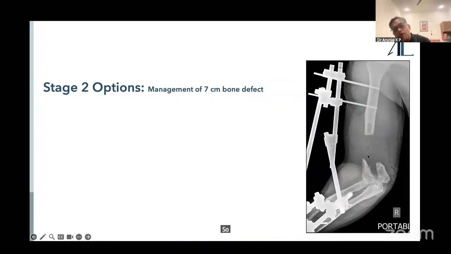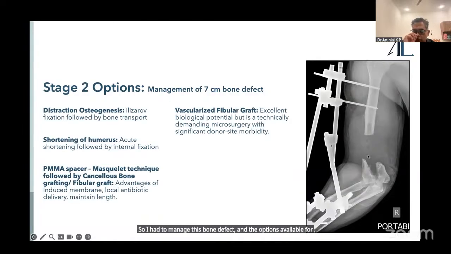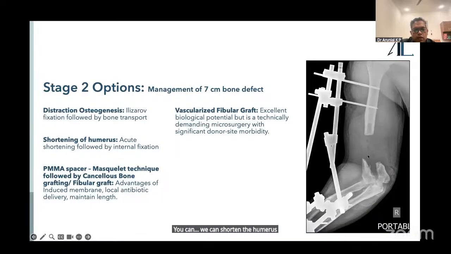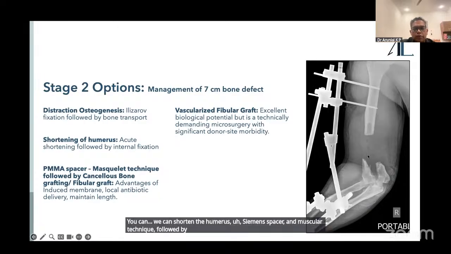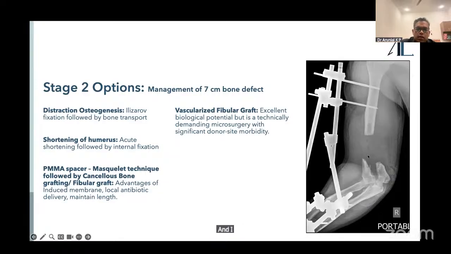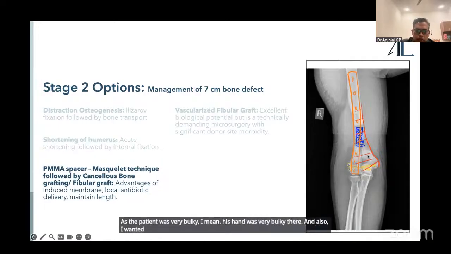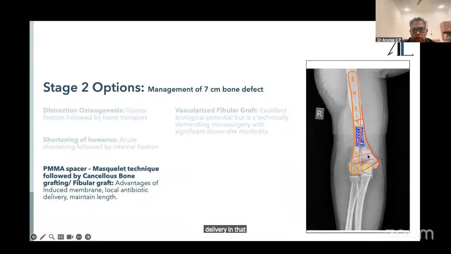So next, stage 2. I had to manage this bone defect, and the options available were distraction osteogenesis, shortening the humerus, cement spacer and Masquelet technique followed by cancellous bone graft or fibular graft, or vascularized fibular graft. I zeroed in on this one as the patient was very bulky, and I also wanted local antibiotic delivery in that region.